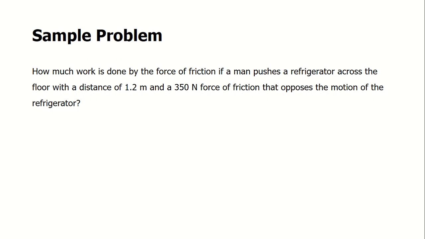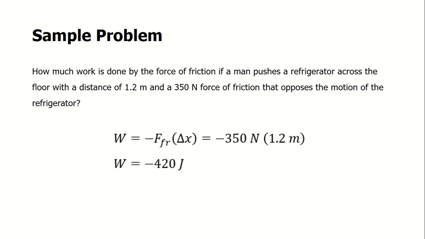Here's another problem. How much work is done by the force of friction? Force of friction, meaning to say, it's doing negative work. A man pushes a refrigerator across the floor with a distance of 1.2 meters and a 350 newton force of friction that opposes the motion of the refrigerator. So our formula will be force times displacement. This time, we specified force being the frictional force, and we already put a negative sign on the frictional force, since we know that it's causing negative work on the object.